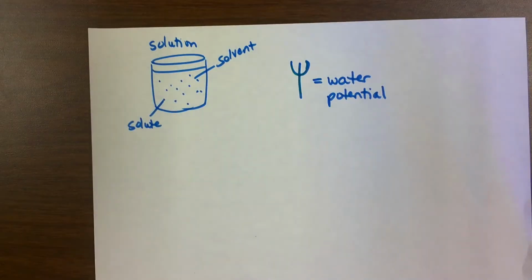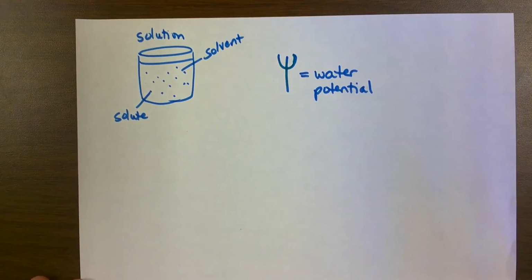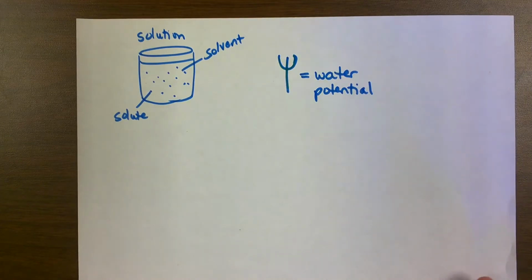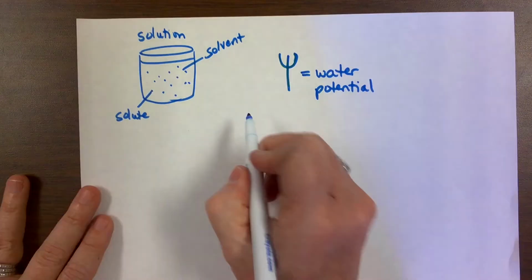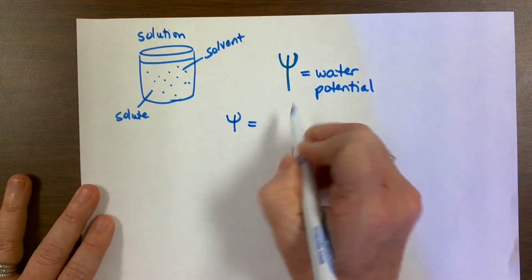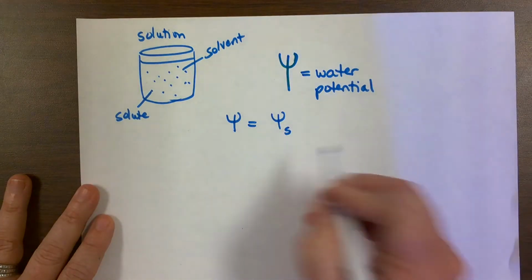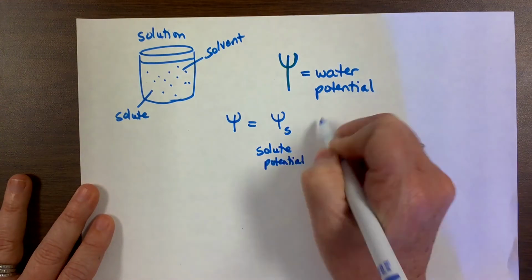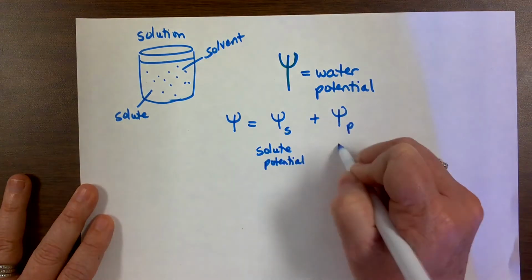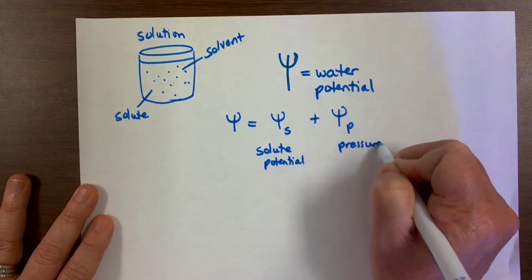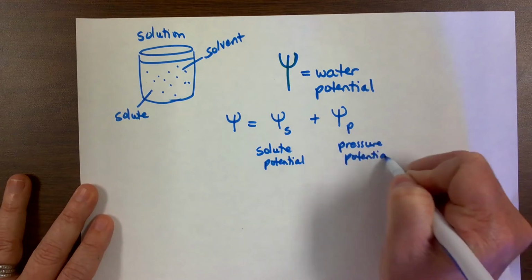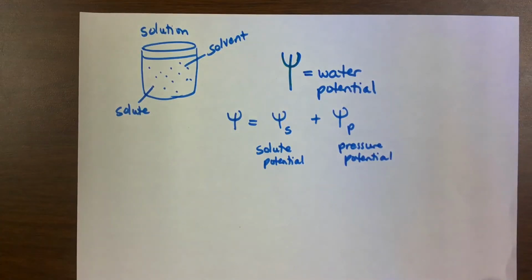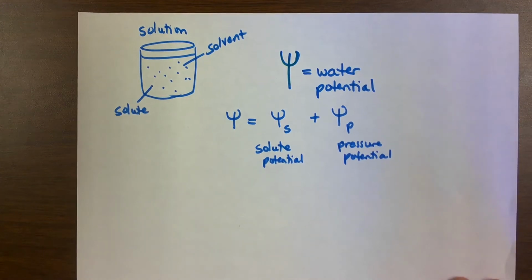Now, to determine the water potential of a substance or a solution or anything, the formula is the water potential is equal to the solute potential, plus the pressure potential. This looks like a weird little formula. You will always be given this formula, so it's not like you just have to know this out of thin air, but you have to understand how to use it.